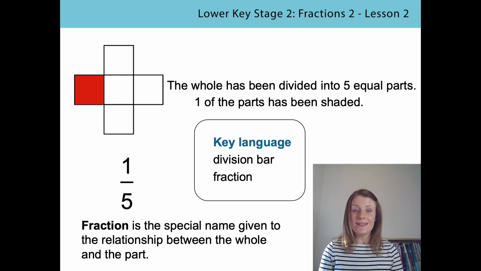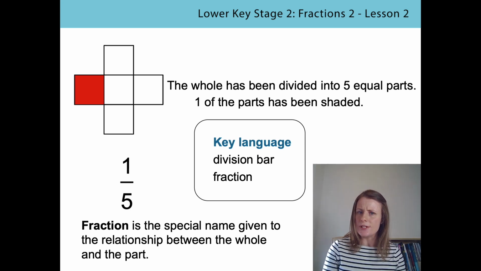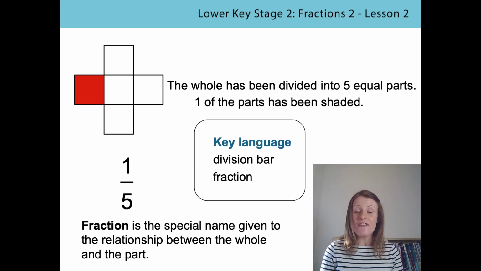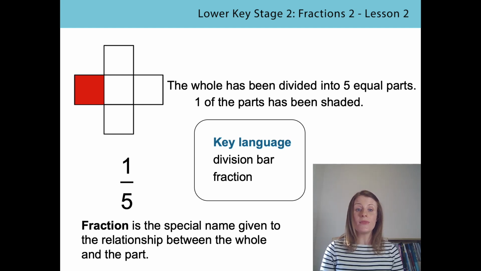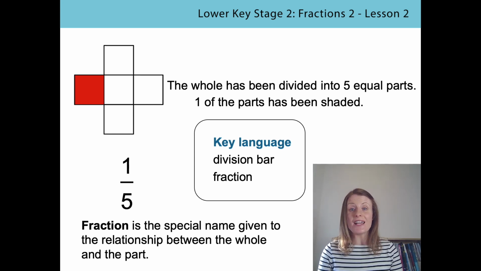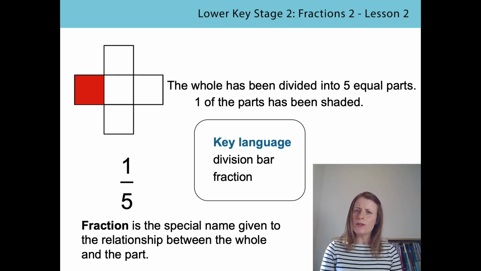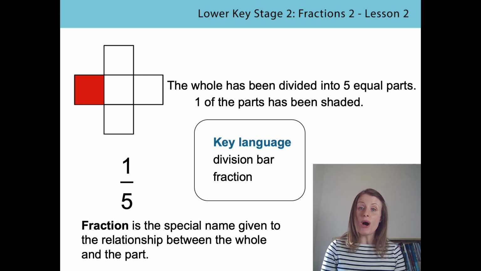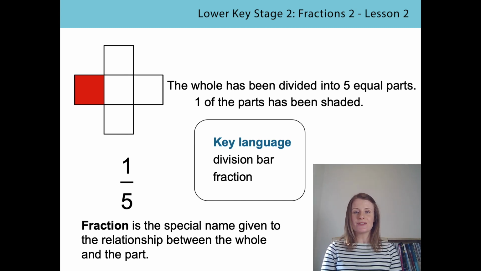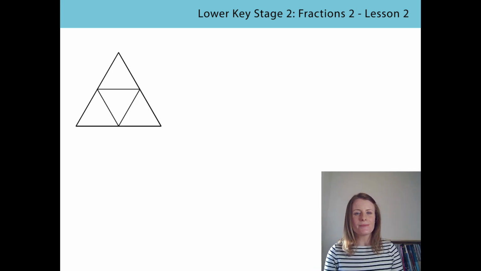Well done. So what does the 5 represent? Excellent. 5 is the whole. Here, my whole has been divided into 5 equal parts. And the 1? Yes, the 1 is the part we are looking at. The 1 shaded part. Let's look at another one.